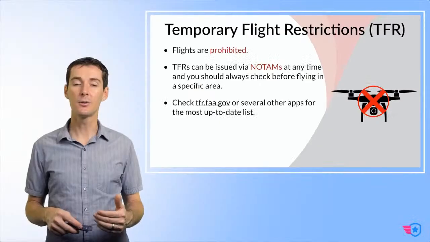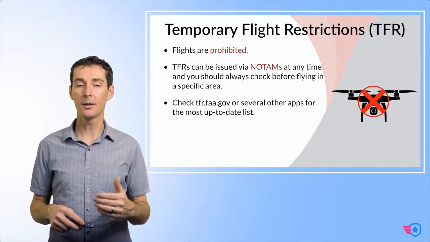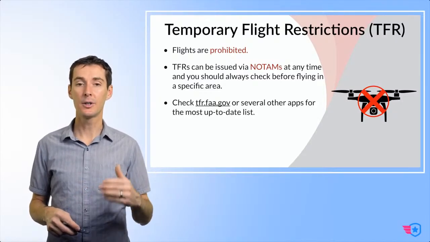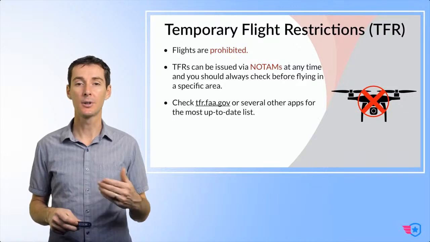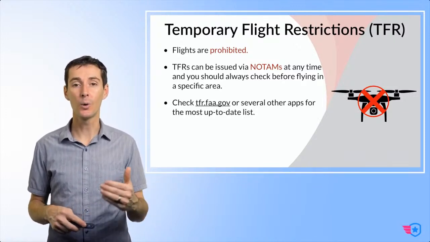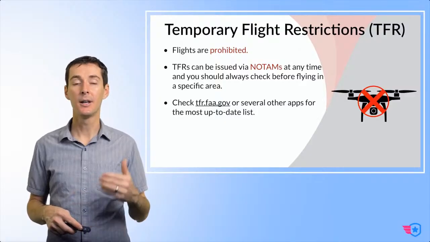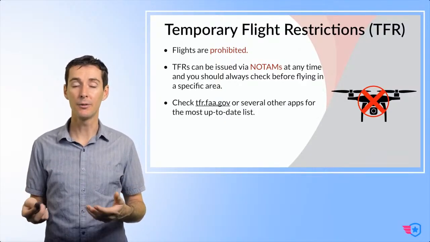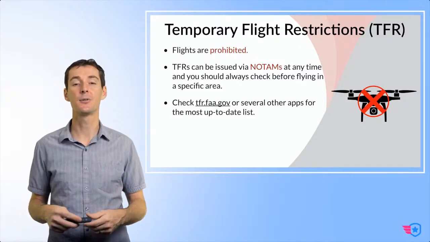Another good way to do this is to call 1-800-WX-BRIEF, and you'll get a briefing from an actual live person. You can also go on 1800wxbrief.com, and then you can enter a whole bunch of data and it's going to spit you a brief on the computer. So there's a lot of different ways that you can do this.